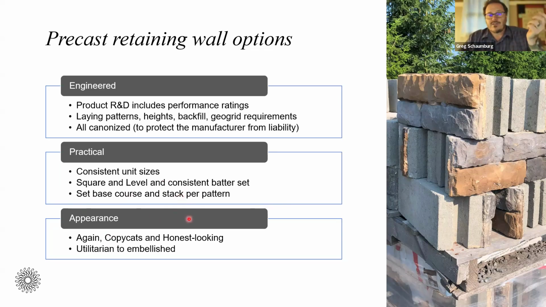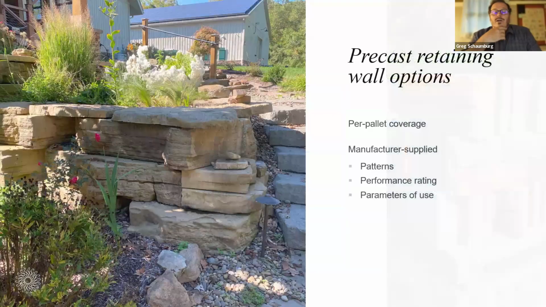And the copycats, again, just for a refresher, are the ones that try to look like natural material. And the honest looking materials are the ones that say, we're concrete, this is what we are, this is what we're going to look like. And there's a really wide range of utilitarian to more embellished rock looking ones. Everything in this image is a precast material, down to the steps, down to the wall that's here. And at a glance, it looks like natural material.